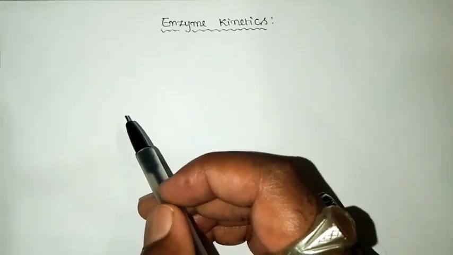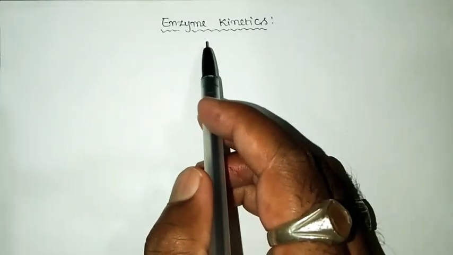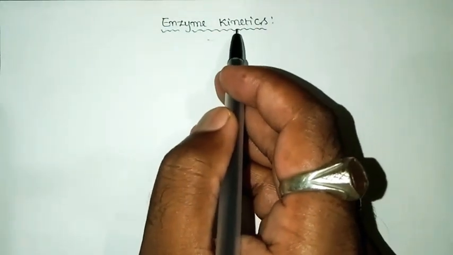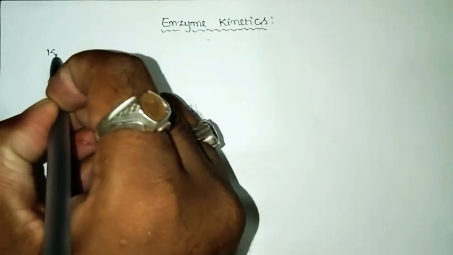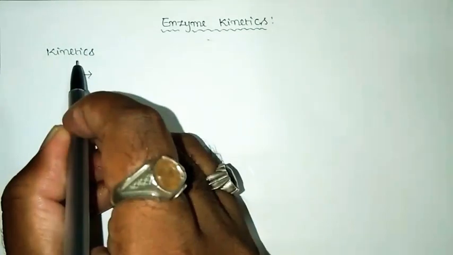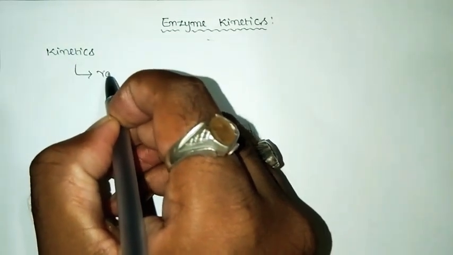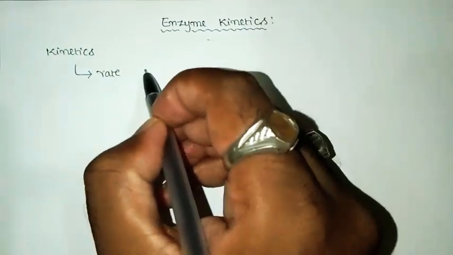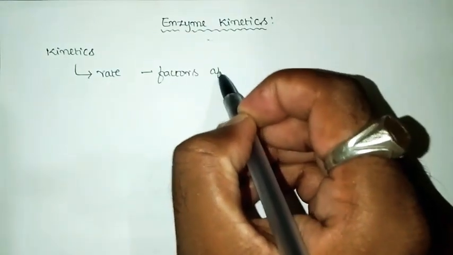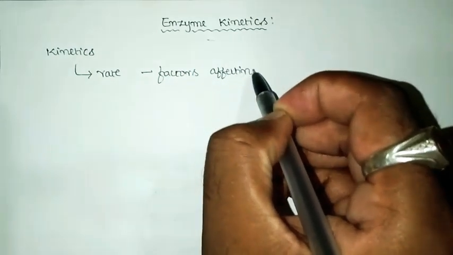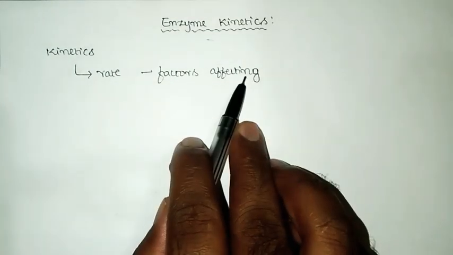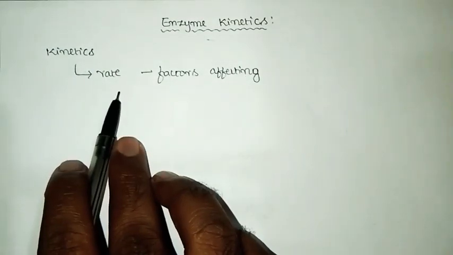In this video, we shall try to learn about enzyme kinetics. And here in this heading, we have the term kinetics. In the field of physical chemistry, we know kinetics is simply a branch that mainly deals with the rate of reaction as well as the factors affecting the rate of reaction. So kinetics gives complete information about the rate of a chemical reaction as well as the factors affecting the rate of that particular reaction.